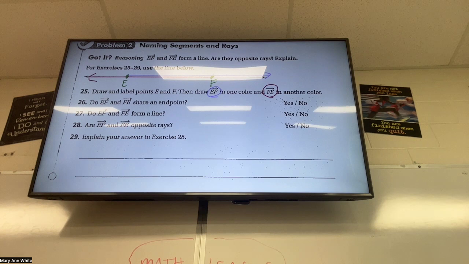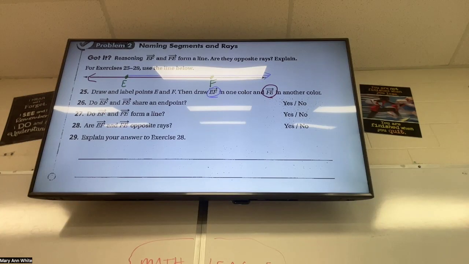Number one, do those two rays share an endpoint? What is an endpoint? Do you guys know what an endpoint is? Yeah, Chase? Yeah, it's that point on my ray, right? You can think of that as where the ray ends or where the ray starts. So if the word endpoint is confusing because you're like, it doesn't end, it has an arrow, good point. Do they start at the same point? Did these two rays start at the exact same point? No, right? The first one started at E and the second one started at F, so they do not share an endpoint. No.